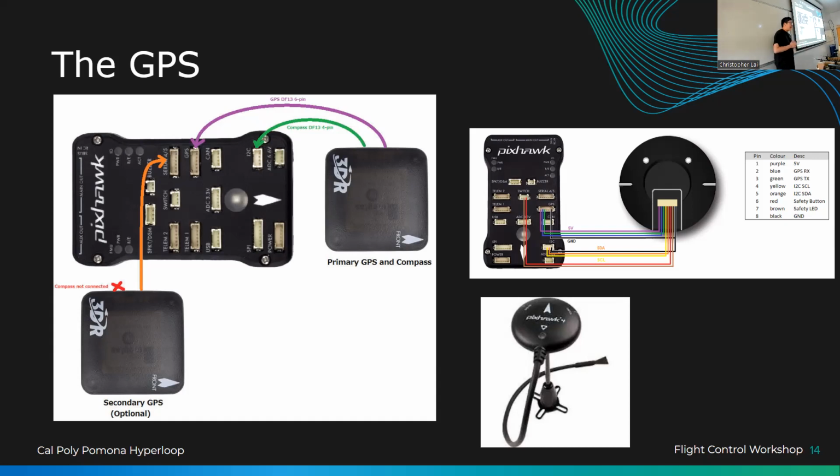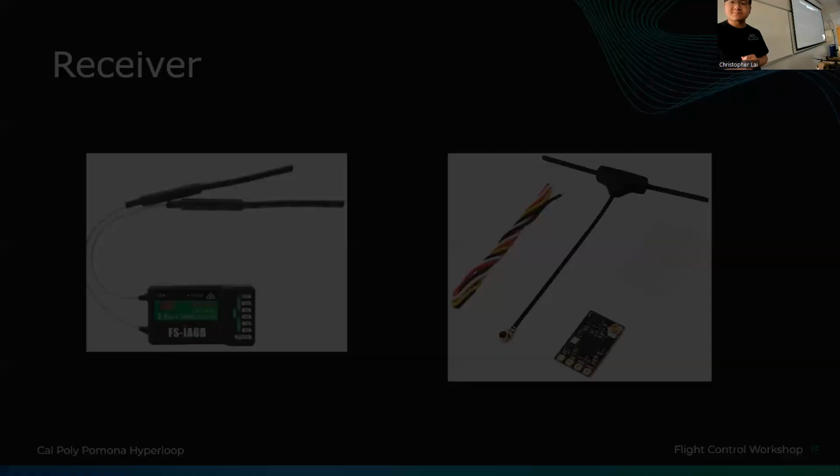So GPS works by pinging several satellites that are in space and asking it, where am I at all times, right? So you need to make sure you have a good satellite connection before you can start flying. And when we talk about flight modes, I'll explain the importance of GPS.